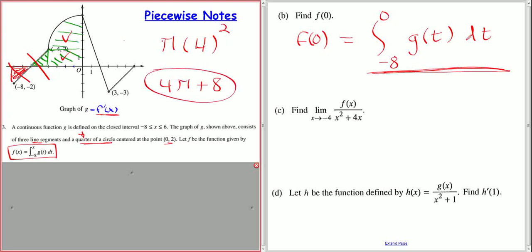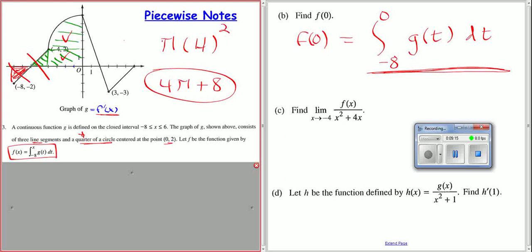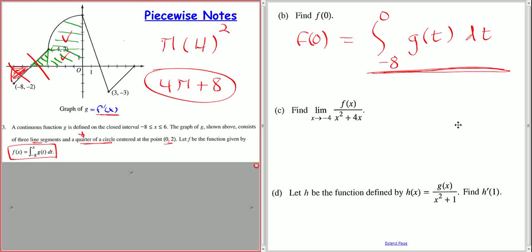So really all you need is the area of that quarter of a circle and the area of that rectangle. Don't forget that it's a quarter of a circle, so the area of that quarter of a circle is the area of the circle, 16 pi, divided by 4. So that's where we're at here.